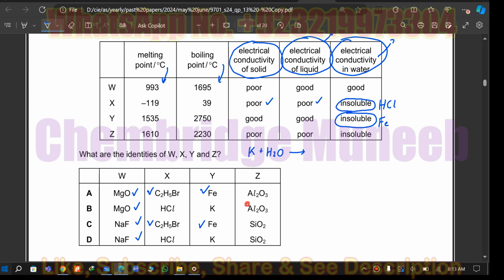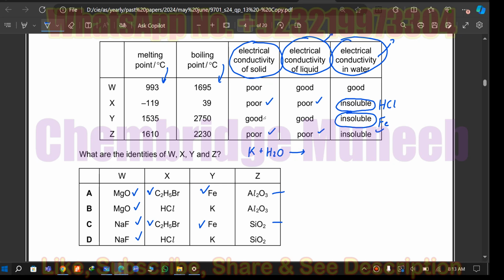And then in the last column, we have the properties of poor electrical conductivity in solid, poor in liquid, and insoluble in water. So here we have two options, aluminum oxide and silicon oxide. Aluminum oxide is an ionic compound and it can dissolve in water, and silicon oxide is not soluble in water. It is a giant covalent structure, and that's why it cannot dissolve in water.